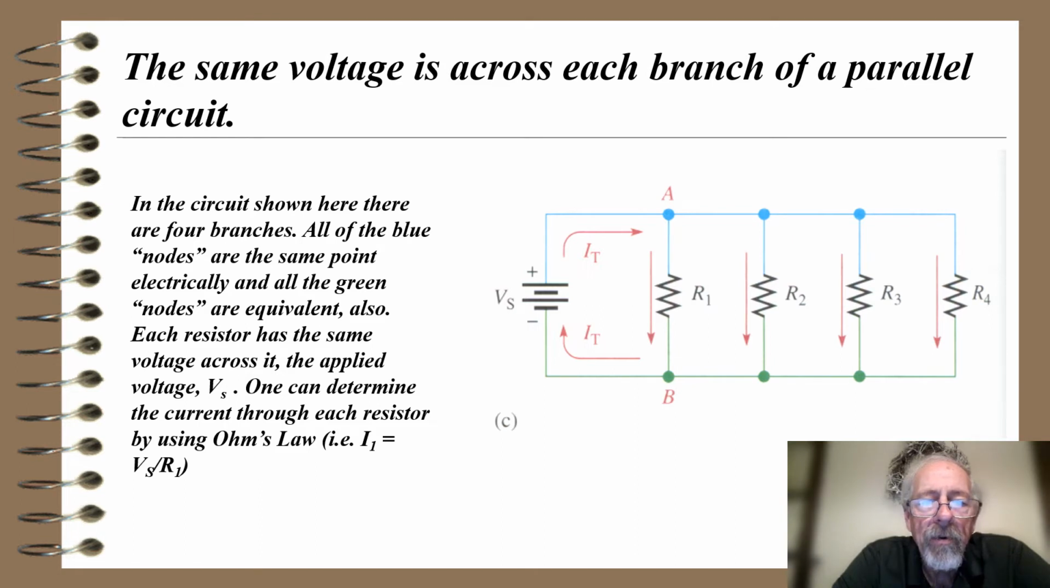Okay, so in the circuit shown here, there are 4 branches. All the blue nodes are the same point electrically, and all the green nodes are equivalent also. Each resistor has the same voltage across it, the applied voltage V sub S. One can determine the current through each resistor by using Ohm's law. That is, I1, for instance, would be equal to Vs divided by R1. I2 would be Vs divided by R2. I3 would be Vs divided by R3. And finally, I4 would be Vs divided by R4. And we would add them all up to get I total.